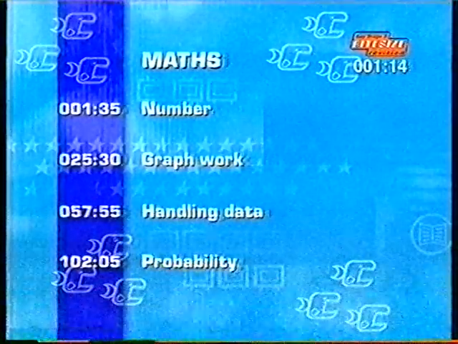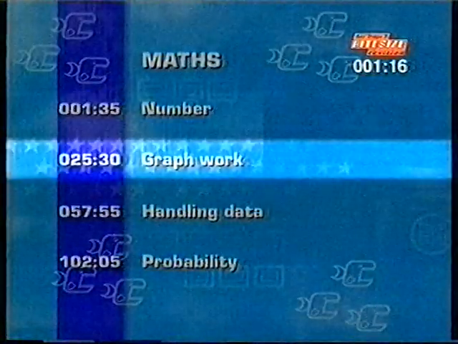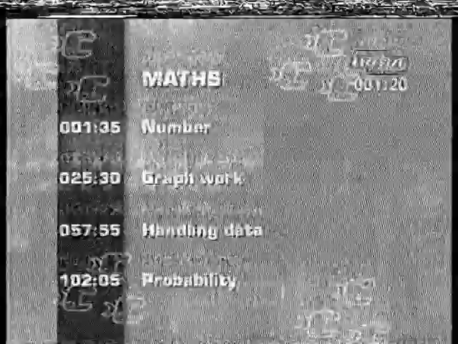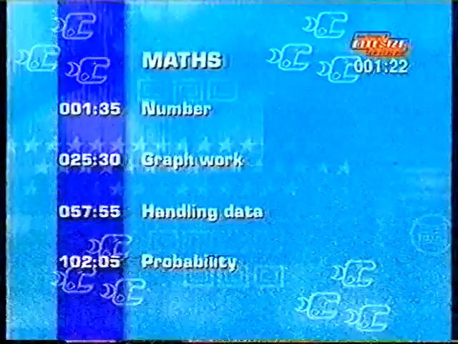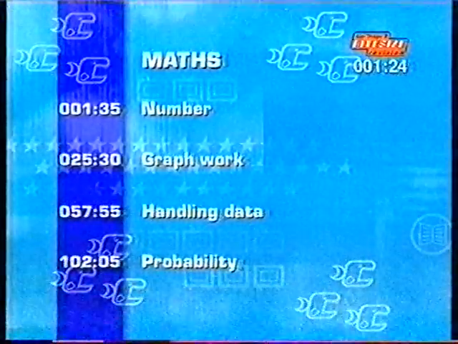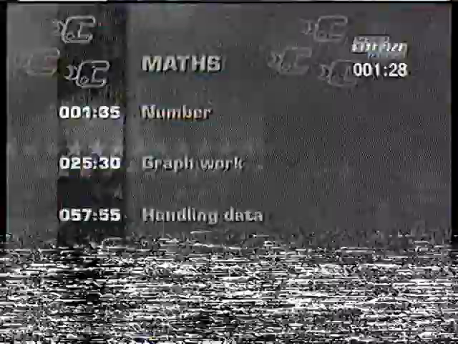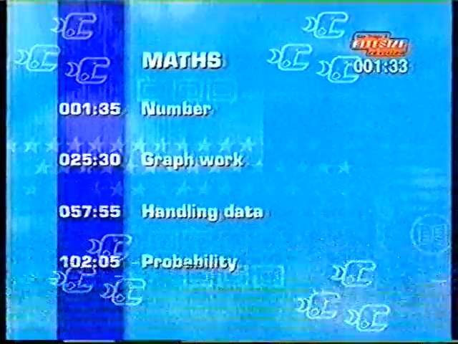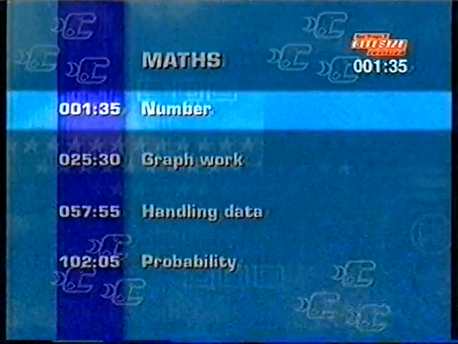This 2-hour programme has units covering number, graph work, handling data and probability. Between each section you'll see this menu, so you'll know what's coming up and where we've got to. Each section also has a start time, so you can use the on-screen clock in the corner to guide you if you want to fast forward to the parts you need the most help with. So, let's get on with number.